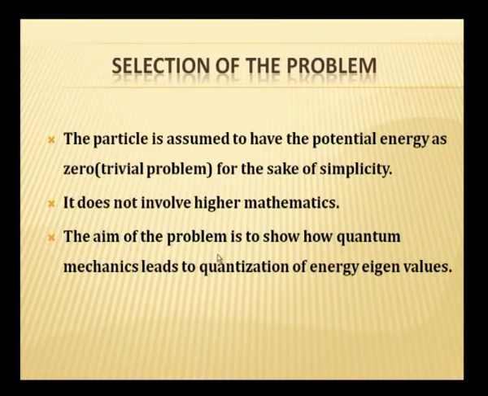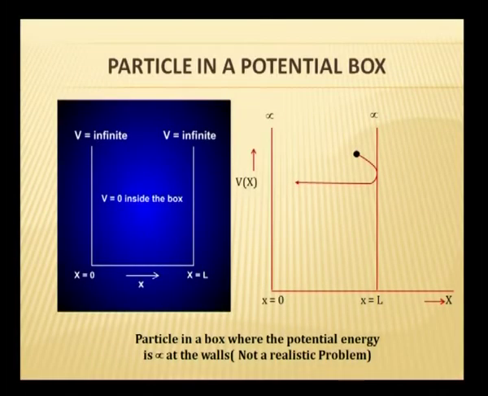The aim of the problem is to show how quantum mechanics leads to quantization. What is quantization? The energy values become discrete, they are not continuous. It is getting quantized, it is becoming discrete. That is what we are trying to show. This is the problem that you have got.